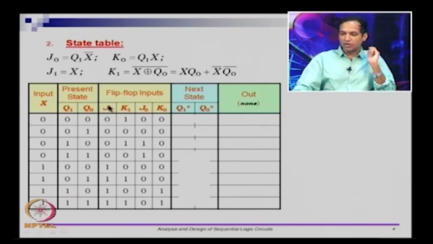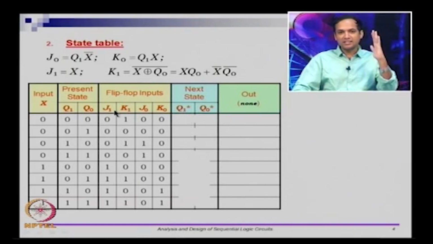So for instance, if I want to derive this column J1, J1 is X itself, so I take the value of X and put it there. K1 happens to be X XNOR Q0, so it is this column vector XORed with this column vector, and that is XNORed with the third column vector, so that is K1. Similarly you can derive J0 and K0. Now that you have J0 and K0 and J1 and K1, you can actually determine what the next state is going to be. So let us look at Q1 star and Q0 star, these are the next states.